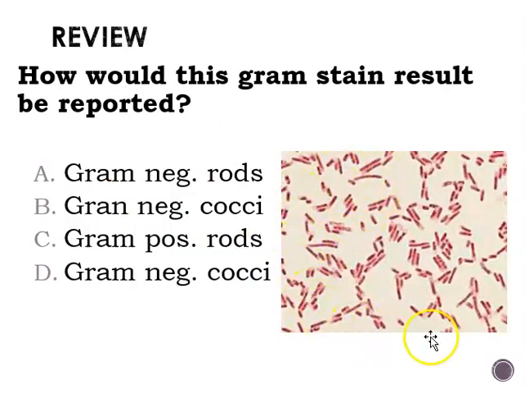Okay, if you're looking at this Gram stain result under your microscope, how would you report it? Gram-negative rods, gram-negative cocci, gram-positive rods, or gram-positive cocci? It would be reported as gram-negative rods because it's gram-negative. It has held on to the secondary stain, which is safranin, and it's a rod-shaped organism.